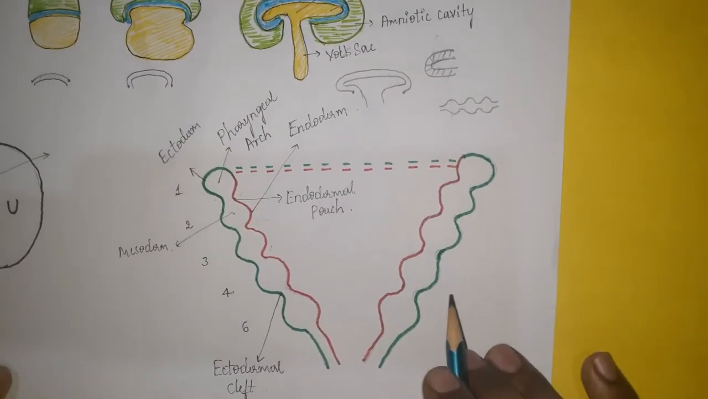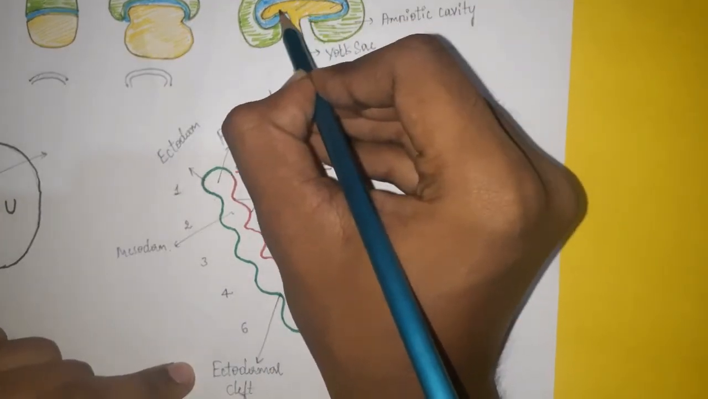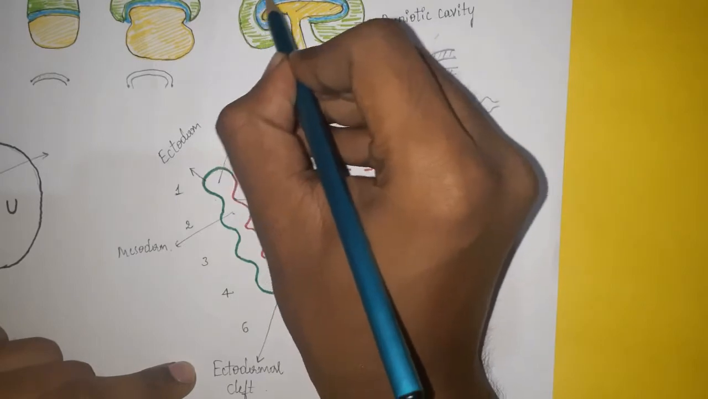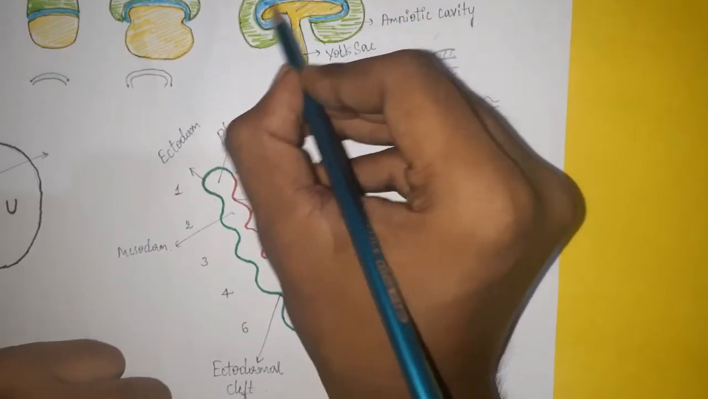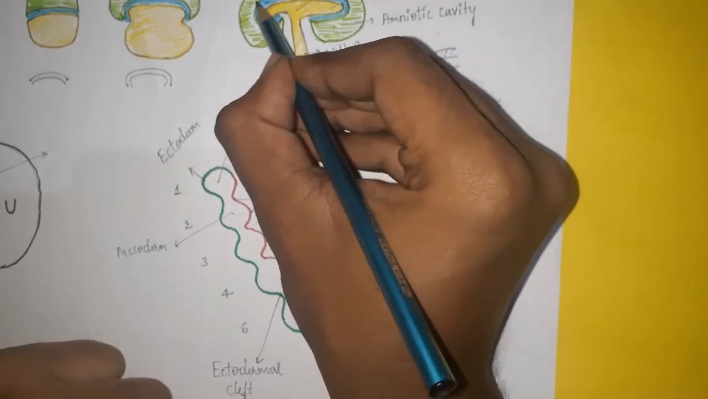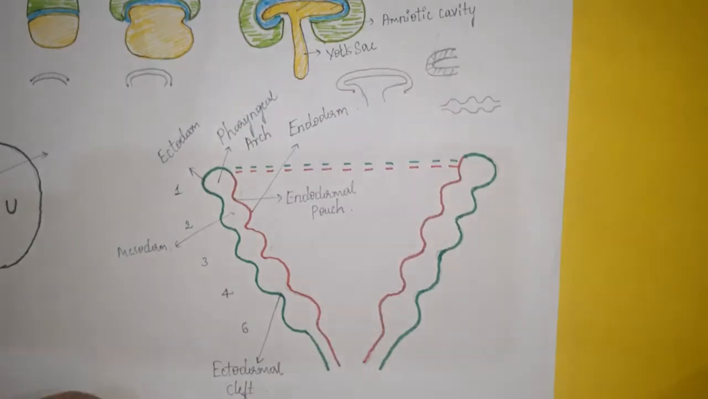Now, this is the innermost cavity of the embryo, right? This is the outer cavity, which is the amniotic cavity, and this is the mesoderm. This whole thing is ectoderm. This whole thing is endoderm, and the middle is mesoderm.